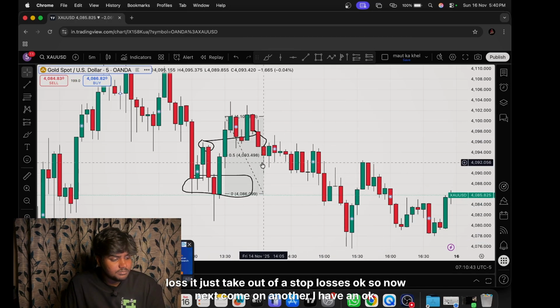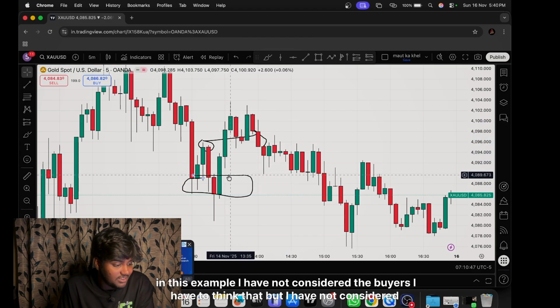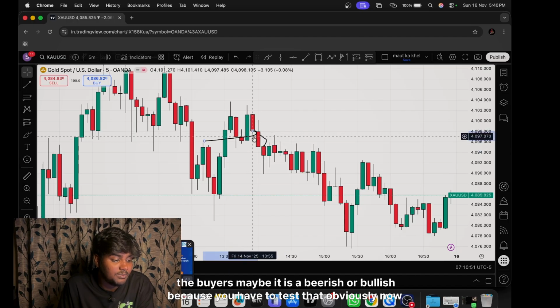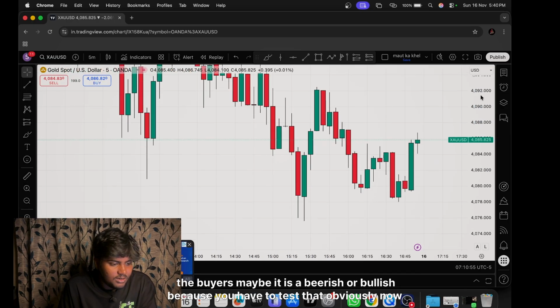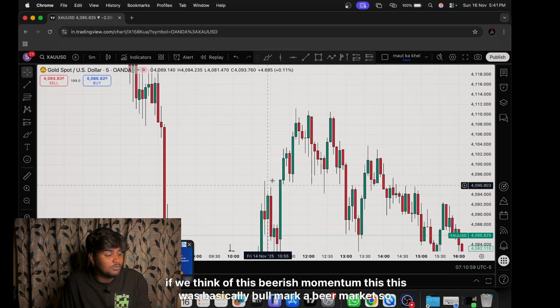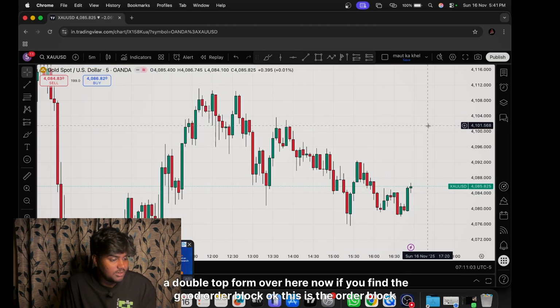Okay, so now next comes another. In this example I haven't considered the bias. Maybe it's bearish or bullish, because you have to test that obviously. Now if we think of this bearish momentum, this was basically a bull market, then a bear market. So a double top formed over here.